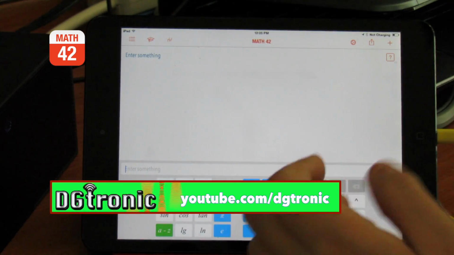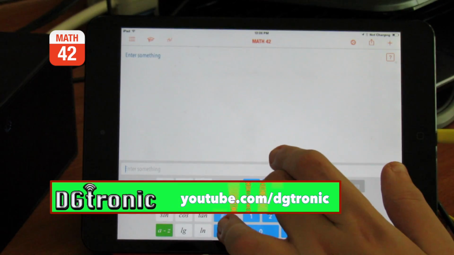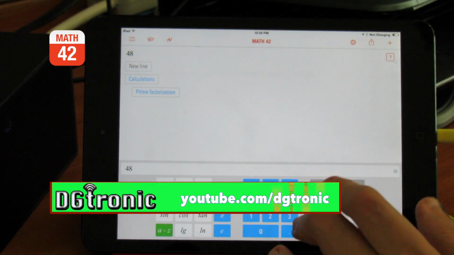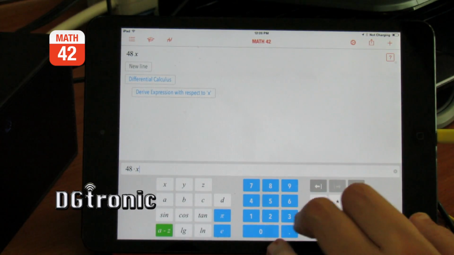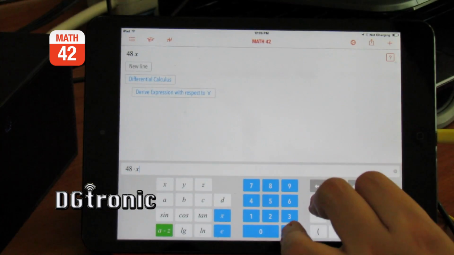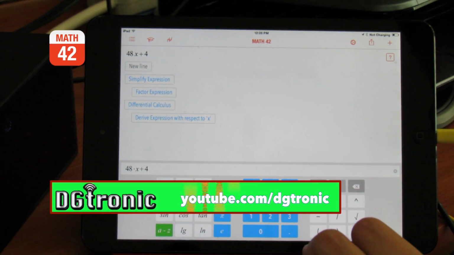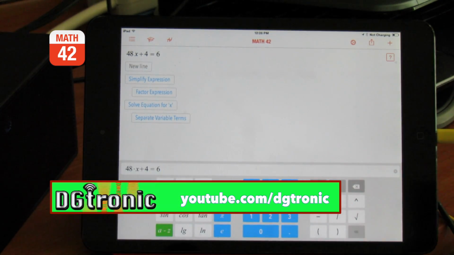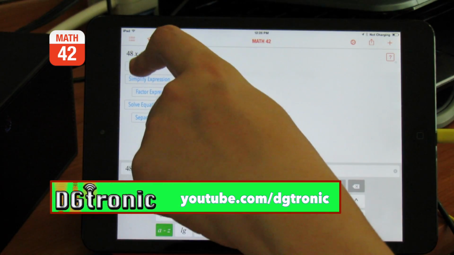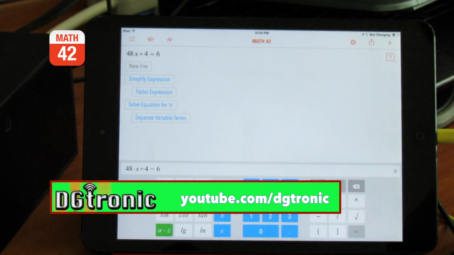Let's say you want to solve for x, and I'm just going to make up an equation here. 48x plus 4 equals 6. Now that's the equation that I just typed right up there. 48x plus 4 equals 6.